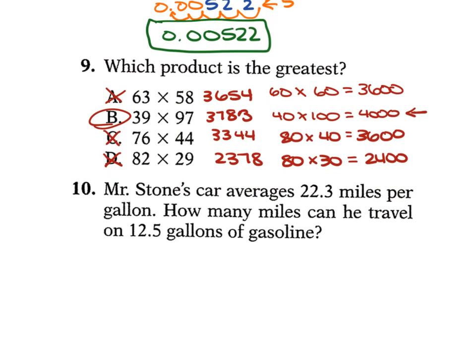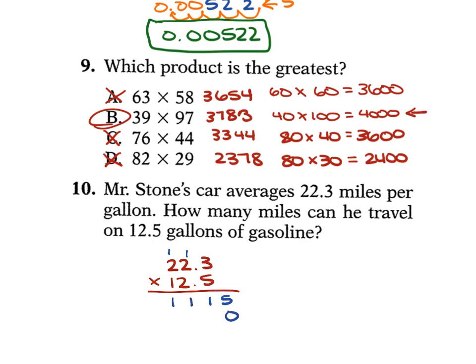For 10, it says Mr. Stone's car averages 22.3 miles per gallon. How many miles can he travel on 12.5 gallons of gasoline? So if we multiply these two, so 22.3 times 12.5, we can get our answer for that. So 5 times 3 is 15. 5 times 2 plus 1 is 11. 5 times 2 plus 1 again is 11.